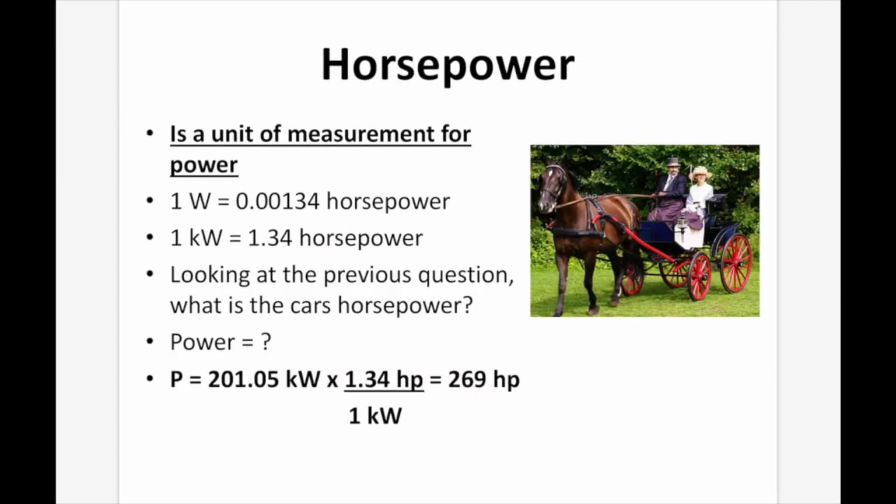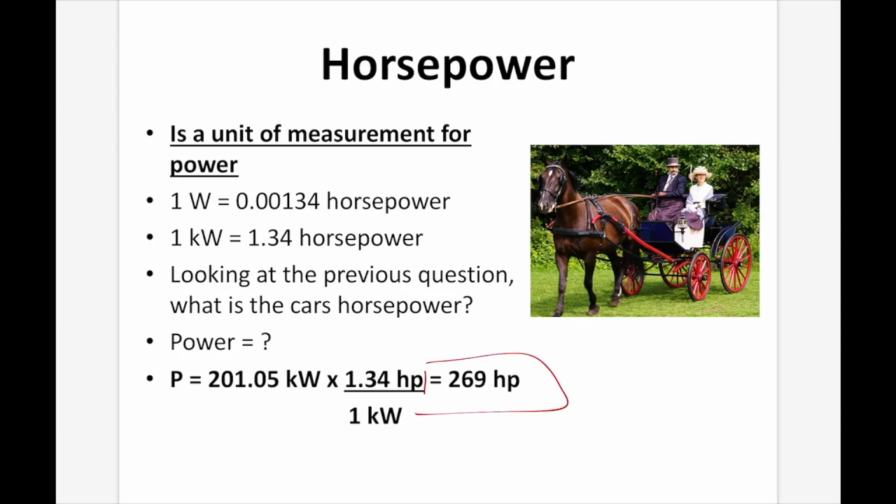Horsepower. Horsepower is a unit of measurement for power. It's one you've probably heard of, but don't really know what it is. 1 watt is equal to 0.00134 horsepower. 1 kilowatt is therefore equal to 1.34 horsepower. So looking at the previous question, what is the car's horsepower? Well, power is going to equal to 201.05 kilowatts. That was the unrounded number. We're going to multiply that by 1.34 horsepower per kilowatt, giving us a horsepower of 269 horsepower. So both the Tesla and the Lamborghini have a horsepower of approximately 269.